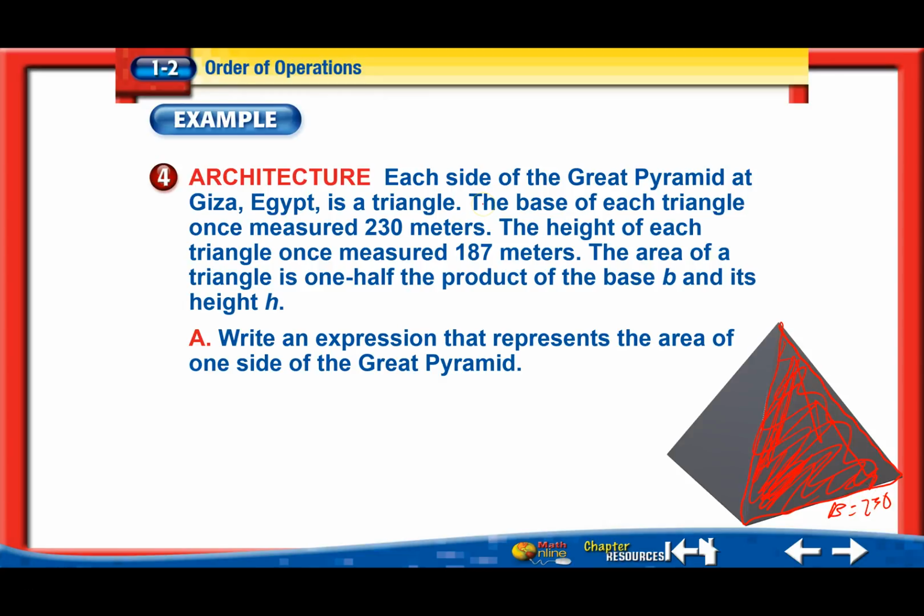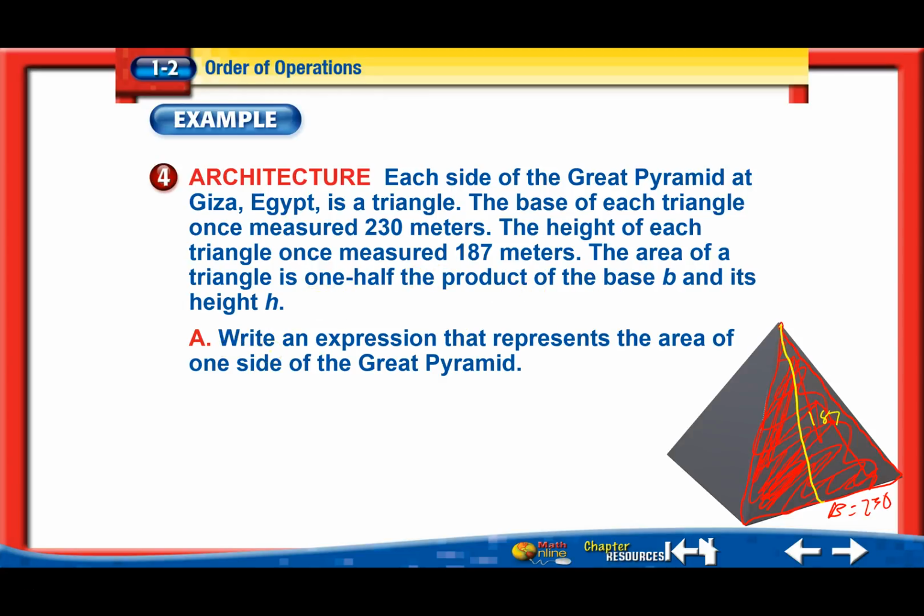And the height of each triangle is measured, which would be right in the middle. So I need a different color. And I picked black. That's the worst color to pick. Let's go with yellow. Why not? So right down the middle would be the height of 187. So the area of a triangle is 1/2 the product of the base and its height. So first we've got to figure out what's the formula they just told me here.